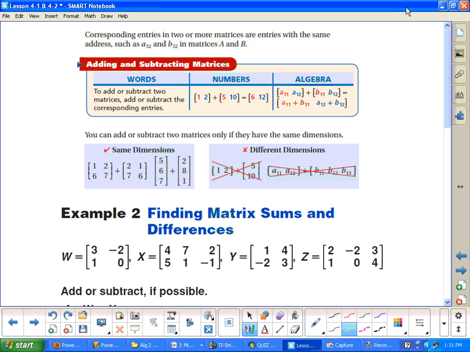Okay? So for instance, if I'm going to add these 2 matrices together here, the matrix [1, 2] and [5, 10], first of all, I have to make sure they're the same size, and these are both 1 by 2. And then I would just add the 1 and the 5 and the 2 and the 10. And that would be our answer.